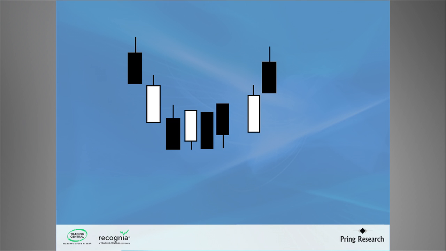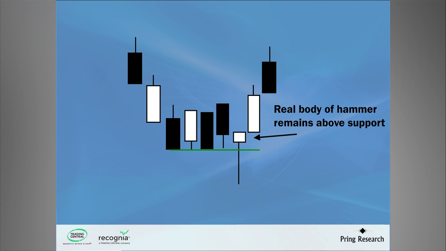Here we see a decline halted by an obvious support level. Then a hammer is formed, but the real body of the hammer remains above the support level. Only the lower wick moves below it. This is a very bullish short-term characteristic. What we're seeing is the price slip sharply during the session, but close at or near the high. The sell-off represents a bit of a climax.